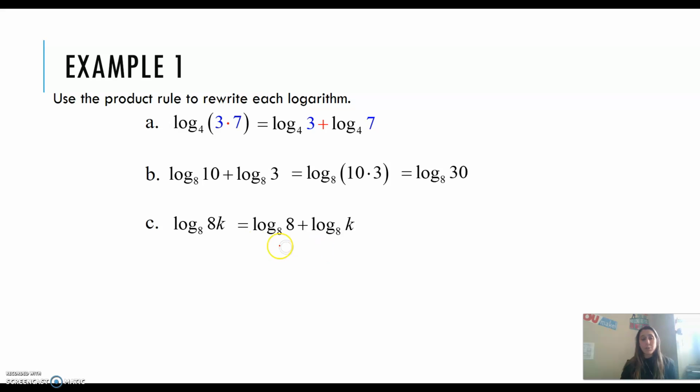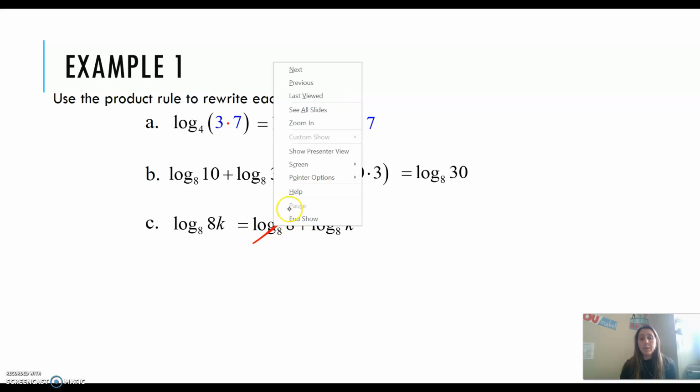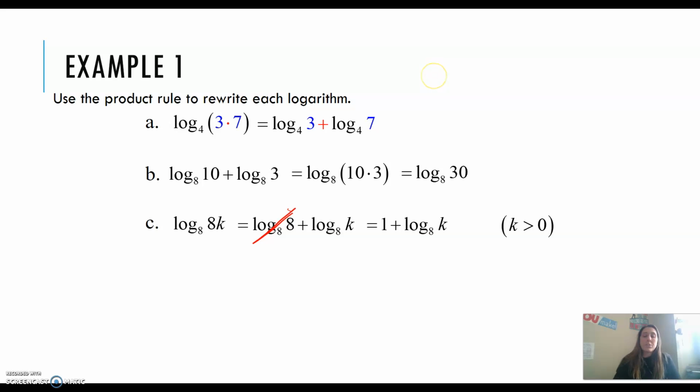But we also want to know what power, if I rewrote this, what power does 8 need to be taken to get to 8? Well, 1. So this is just 1. So it turns into a 1. That's something you want to note.